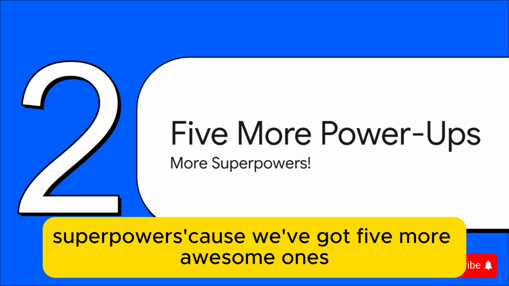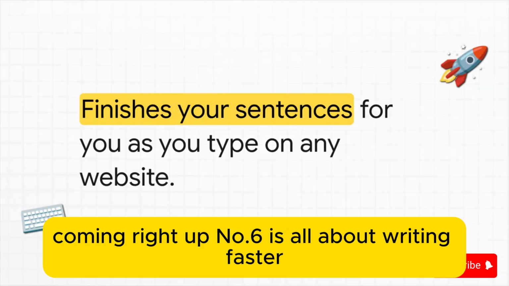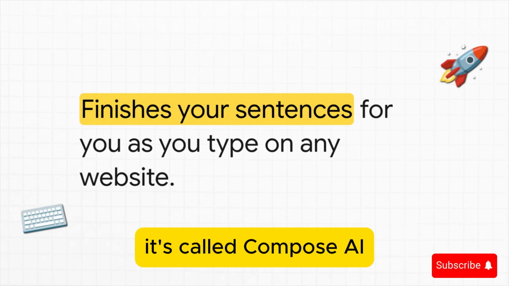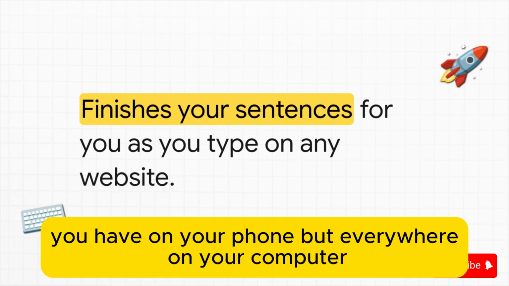Okay, that's the first 5 down, but we are just getting warmed up. Ready for more browser superpowers? Because we've got 5 more awesome ones coming right up. Number 6 is all about writing faster. It's called Compose AI. Think of it like the autocomplete you have on your phone, but everywhere on your computer.